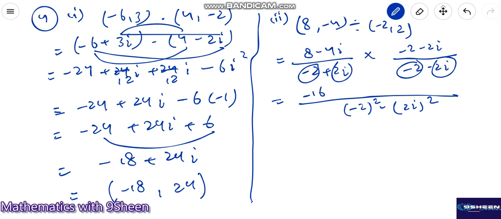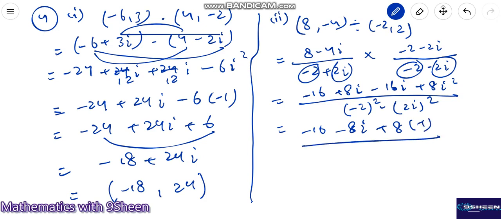Similarly, minus 4 iota times minus 2 is plus 8 iota. Similarly, 8 times 2 iota is minus 16 iota, and minus 4 iota times minus 2 iota is plus 8 iota square. Okay, minus 16 as it is, plus 8 minus 16 minus 8 iota, and iota square is equal to minus 1. Now solve this: 2 to the power 4 minus 2 square means 4, 2 to the power 4 iota square.